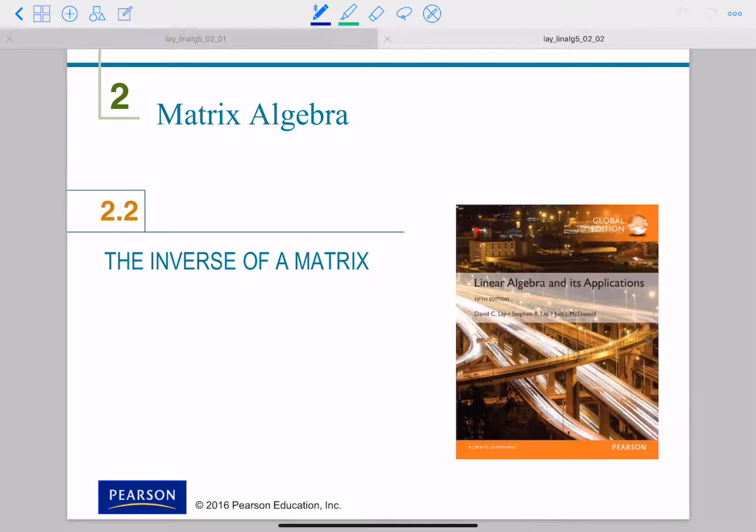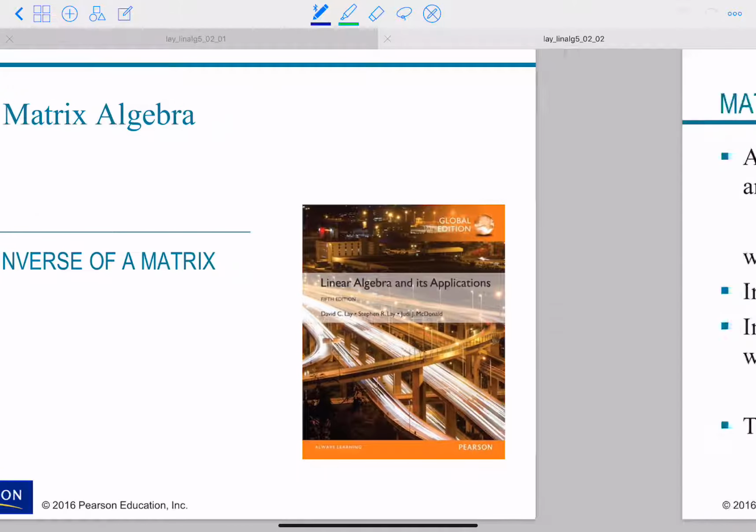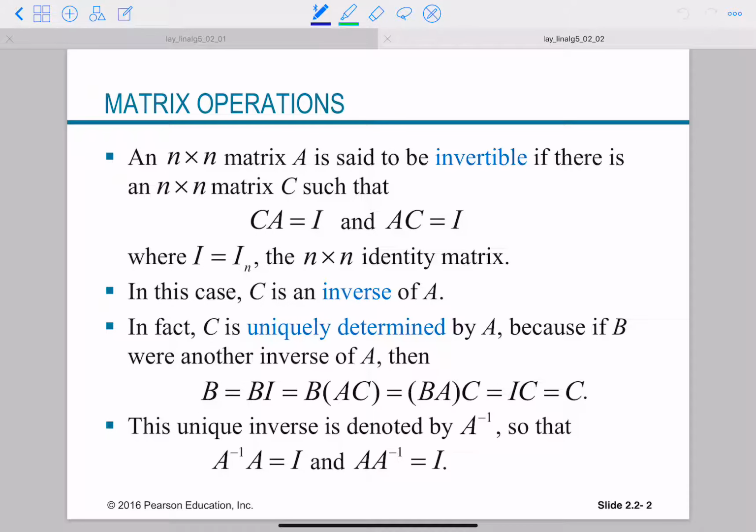Right, next topic is the matrix inverse. So let's look at the definition directly. Matrix inverse is only defined for the square matrix. It doesn't even make sense to discuss the matrix inverse for the rectangular matrix. So again, matrix inverse is only defined for the square matrix.